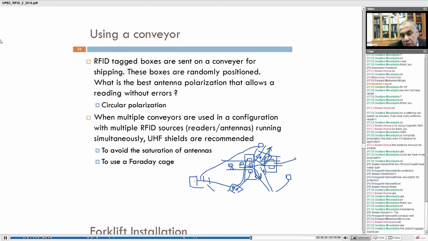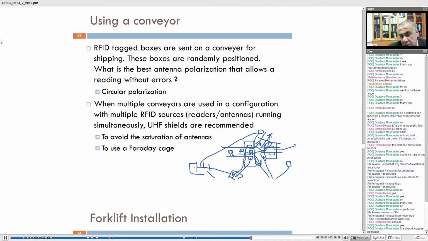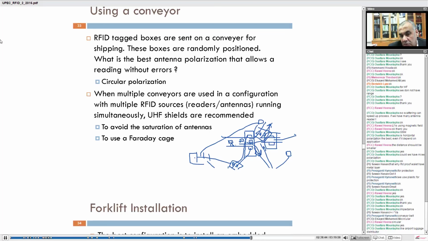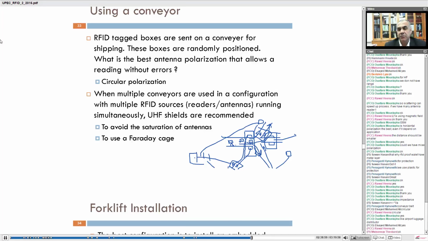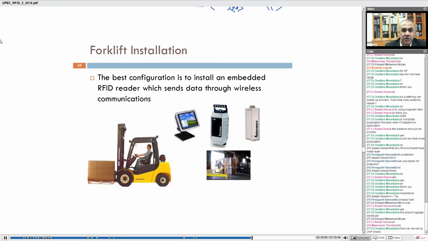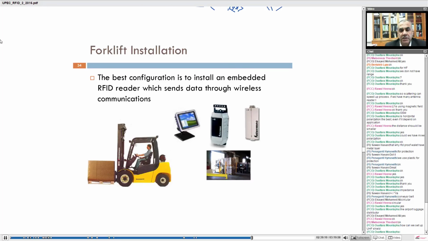So this antenna cannot read this until the box is here. It cannot read these tags, and this antenna cannot read this because they are protected by this. This is recommended to avoid saturation and misreadings. Oh, very bad picture. Okay, so is it okay with you? Did you understand the concept of the Faraday cage when you are using multiple conveyors? Okay, good.